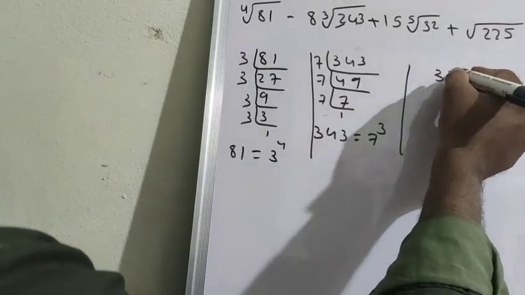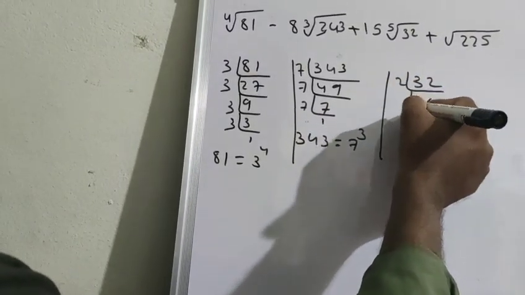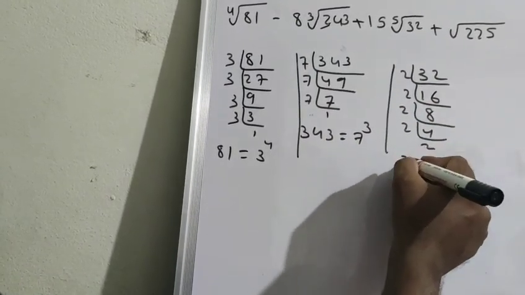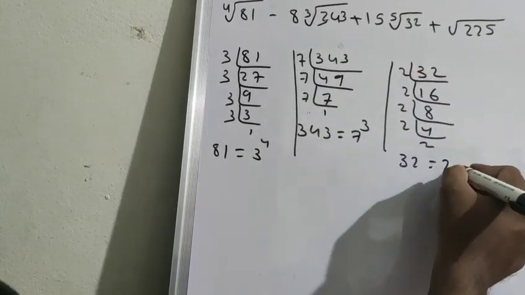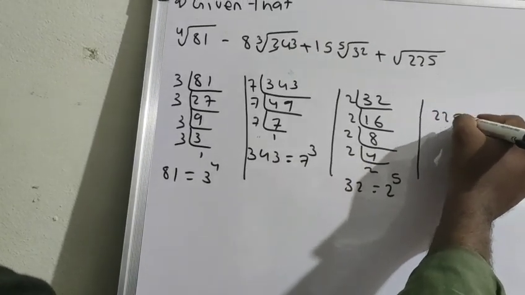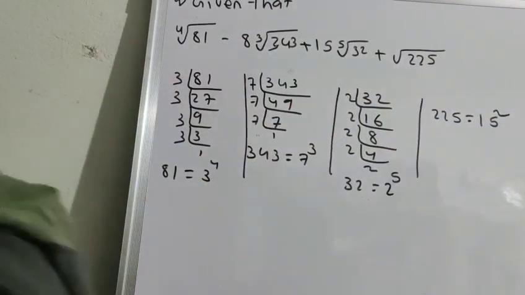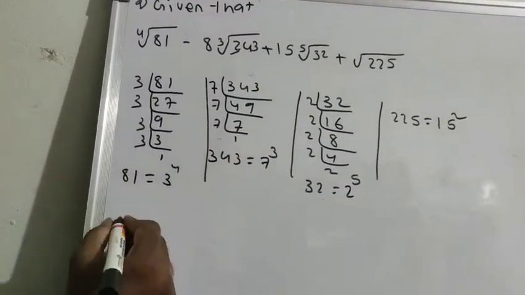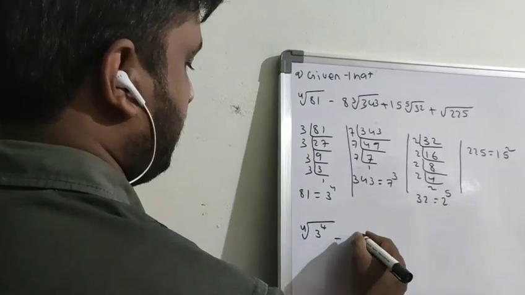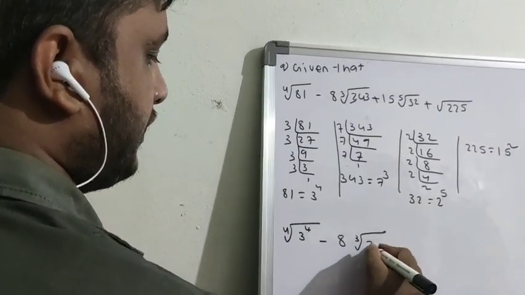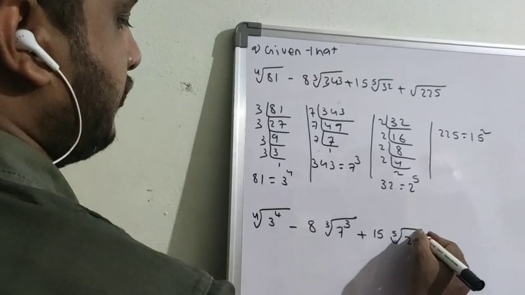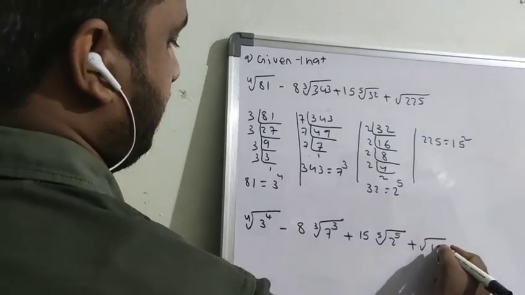And coming to the 32. So 2 16s are 32, 2 8s are 16, 2 4s are 8, 2 2s are 4. So 32 equals 2 to the power of 5. And 225 you can write as 15 square. Okay, now apply. 4th root of 81: in the place of 81, I am writing 3 to the power of 4. Minus 8 into cube root of 343, I am writing 7 cube. Plus 15 into 5th root of 32, you can write as 2 power 5, plus root of 15 square.